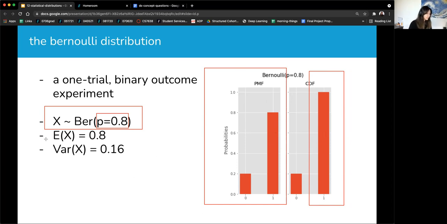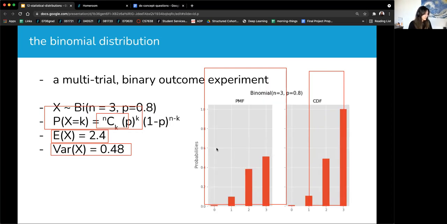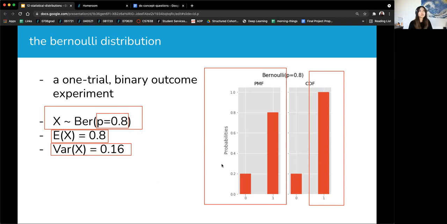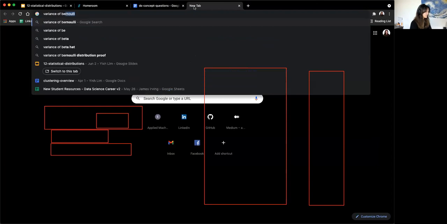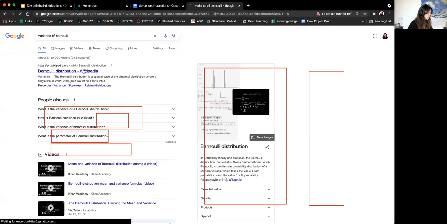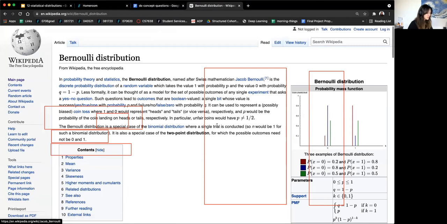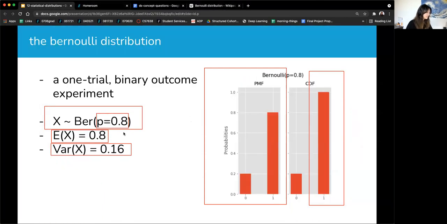For a Bernoulli distribution, the expected value is always equal to the probability itself. And then the variance, I forget the formula for the variance, but I think it will be similar to the next slide. The variance will be the probability squared, I think. Yeah, let me confirm that. Actually, let me Google that real quick. Variance of Bernoulli. Okay, I remember now. The variance of a Bernoulli distribution is the probability times 1 minus the probability.